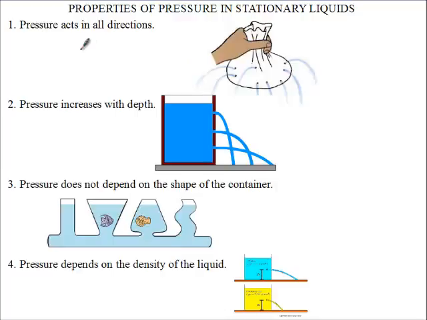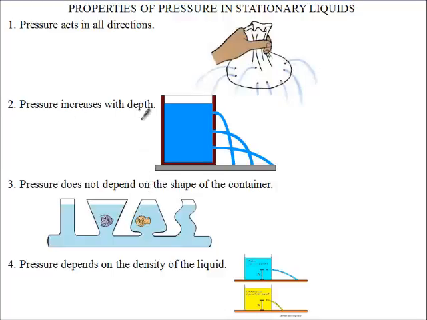Now, the first property is that pressure acts in all directions. With this cloth here, we can see that the water is being forced out in several directions. Anywhere there's a hole, the water comes out. So the water is being forced out of the bag in several different directions. That is the first property. Pressure acts in all directions. That is why the water is being forced in several different directions.